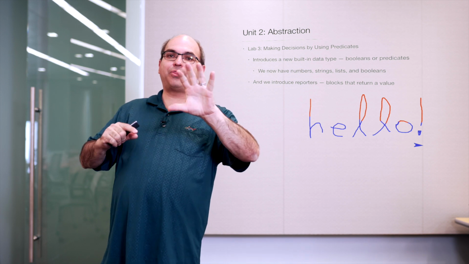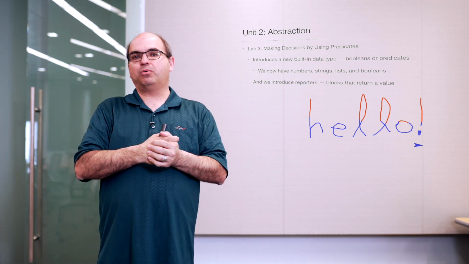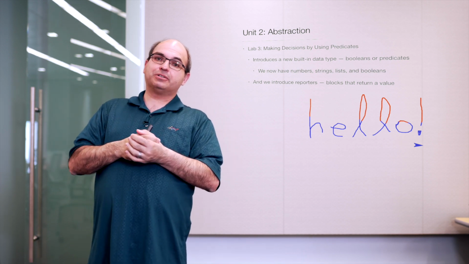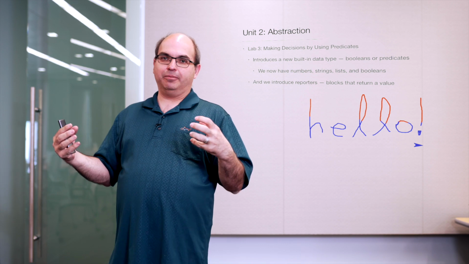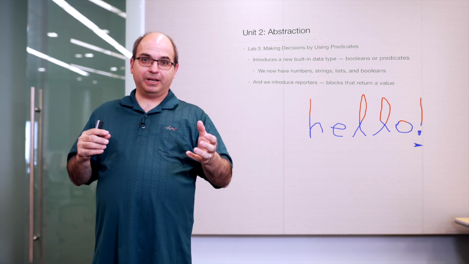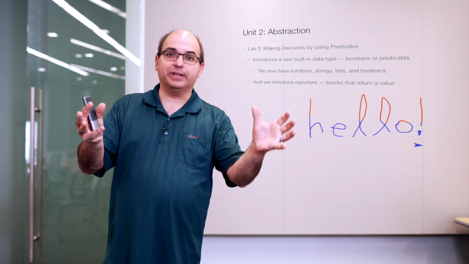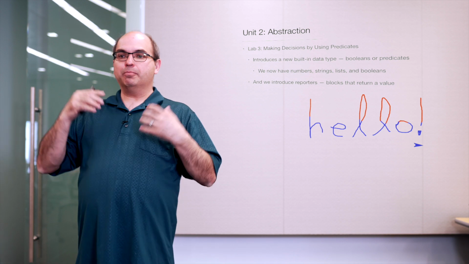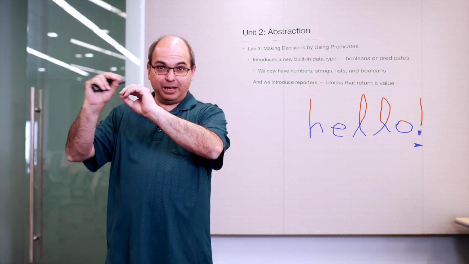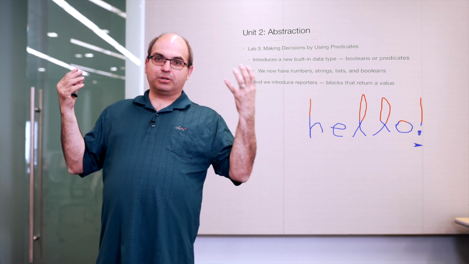Okay, let's move on to the third lab in here. And the third lab in here is all about, quote, making decisions. So the first thing that we do is we're going to introduce a new built-in data type. We've already introduced numbers, strings, and we've also introduced abstract data types like point, polygon, right? But here we're going to introduce one of the new built-in data types that comes with Snap. And it is a Boolean, or also called a predicate.